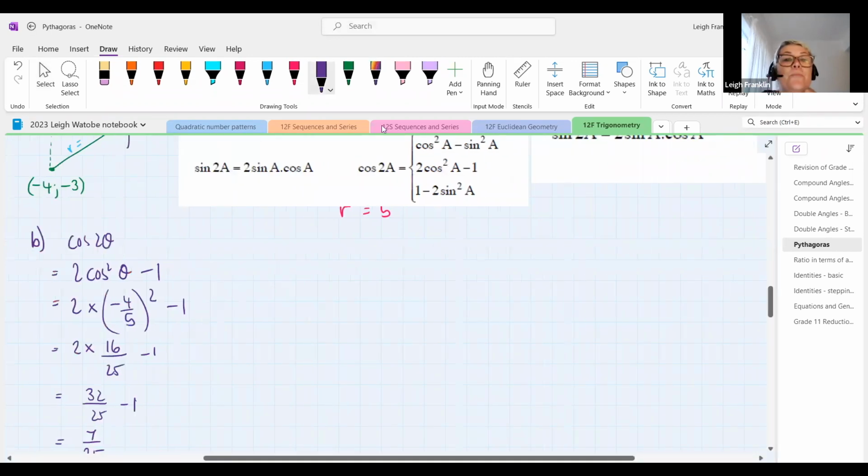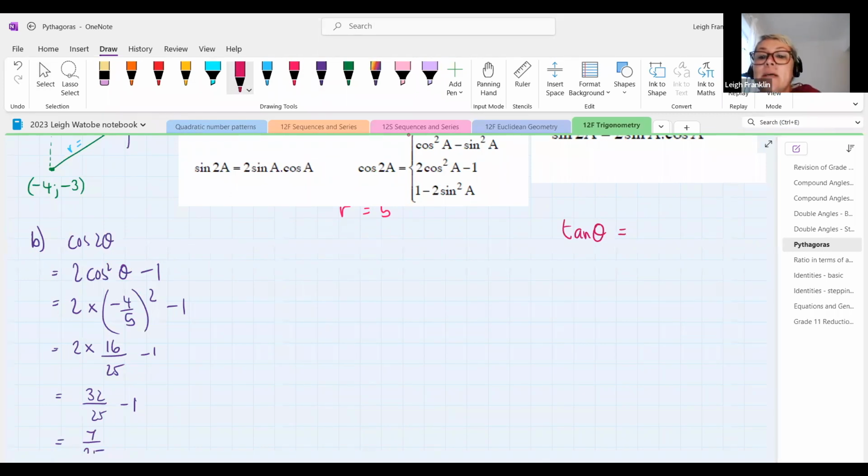Okay, so when it comes to tan theta, recall from grade 11, the tan theta is also an identity. It's one of our grade 11 identities, and we call it the tan identity, and it is equal to sine theta over cos theta. So a lot of the time when we see tan theta, we rewrite it as sine theta over cos theta. So this also applies if it's squared.